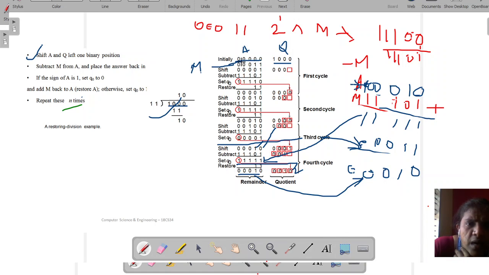this 0 is discarded and this 0 comes here, this 0 comes here, and this is here, and you are left with one box empty, one vacant position. Unlike in your previous multiplication, you cannot fill it with zeros and ones as you like. It depends on the algorithm. Now, after shifting, the next step is to subtract M from A.